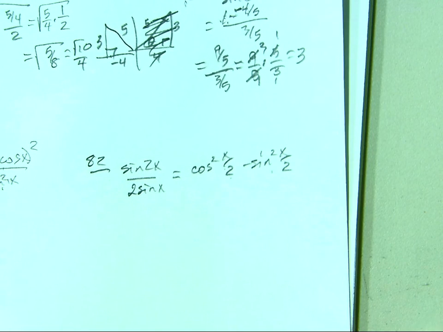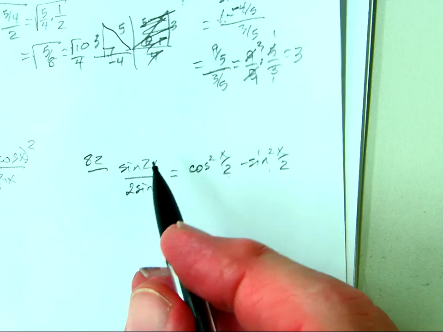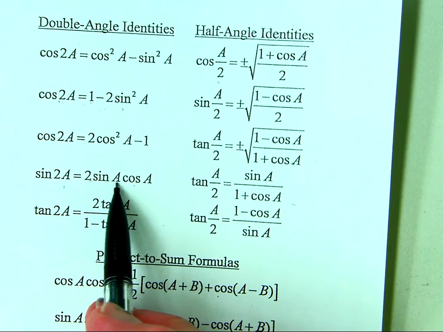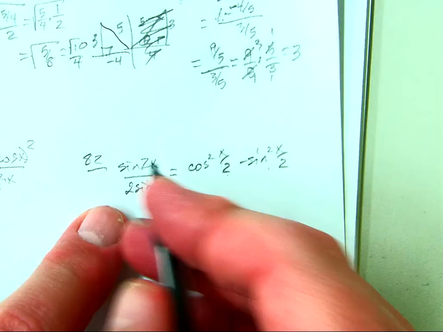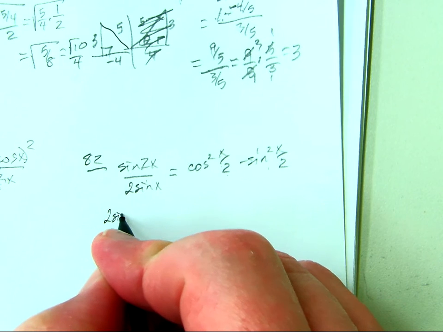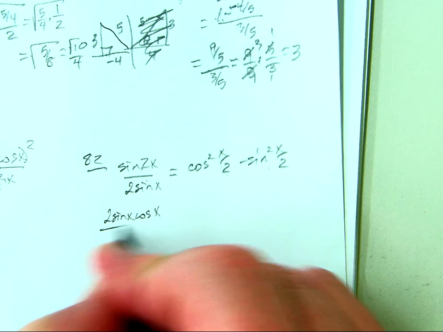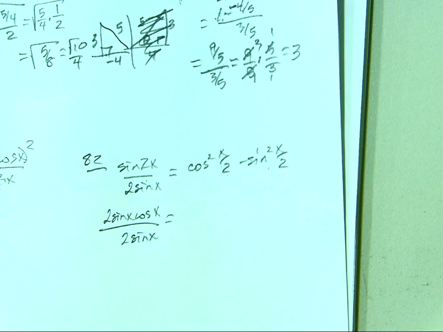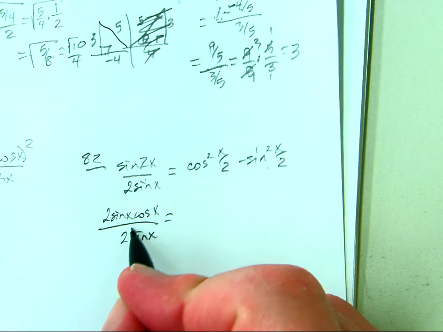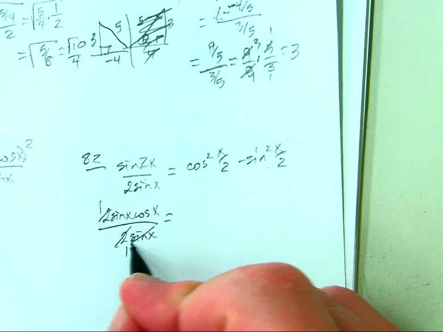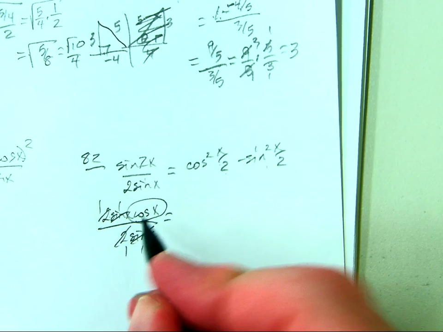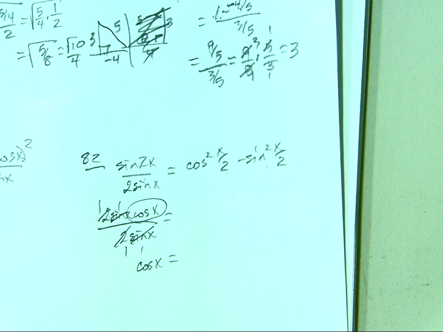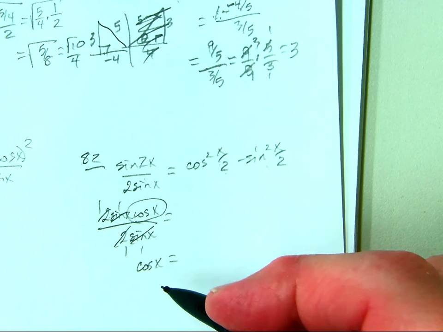So I'm going to look at my sheet. The sine of 2x, if we look at the identity sheet, is 2 sine a cosine a. So we're going to use that here for the top. So that top becomes 2 sine x cosine x. The bottom stays the same. So we used our double angle identity. Now if we simplify that, I can divide top and bottom by 2. I can divide top and bottom by sine x. That leaves me with just cosine x. On this side, we're going to stop here because that's as simple as we can go.